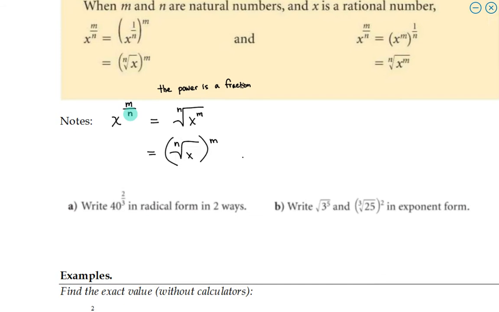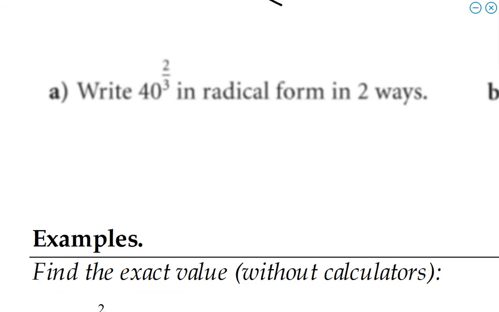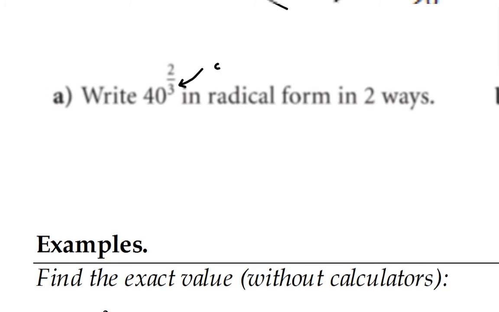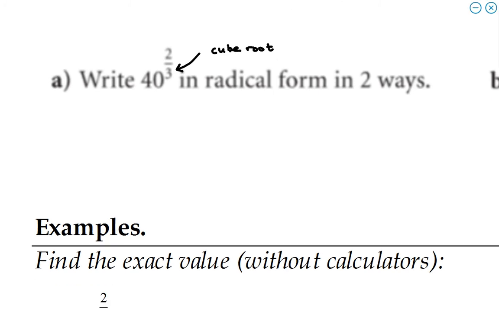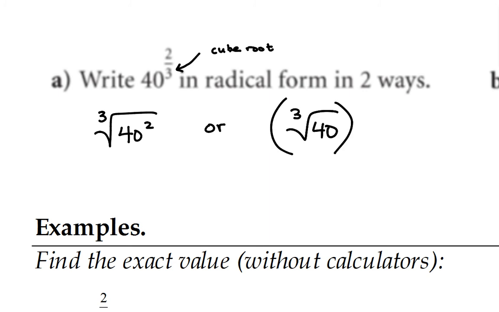So let's take a look at this one. 40 to the power 2/3. Just identify the denominator. This tells me it's going to be a cube root. For you guys in this class, the denominator is always going to be a 2 or a 3, usually. 3 is going to be the cube root, 2 is going to be the square root. So this is the cube root of 40 squared. Or I can take the cube root of 40, do that first, and then square the result. Either one of those is perfectly fine. You can do either one.